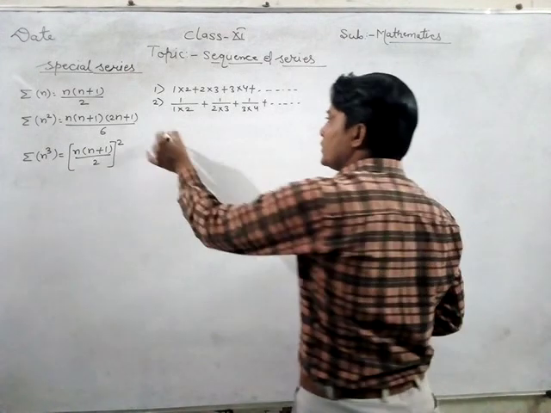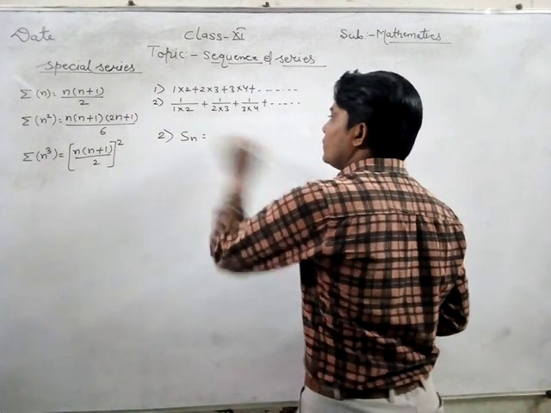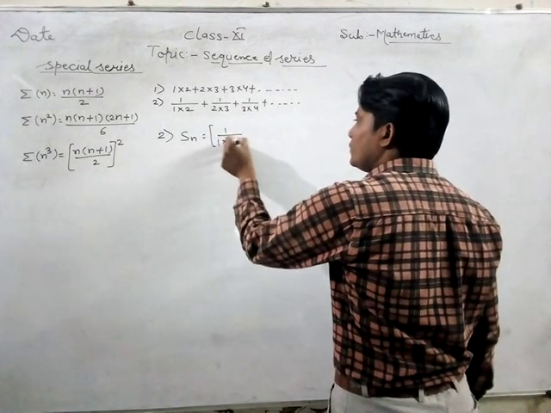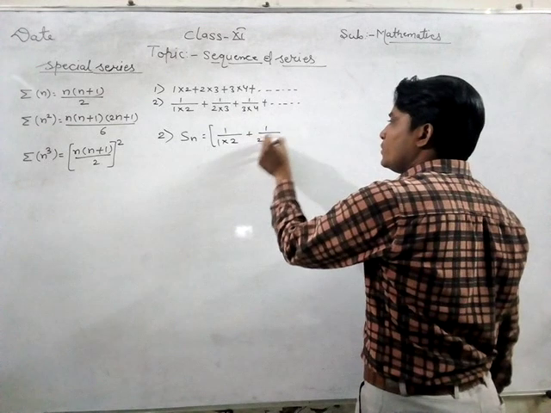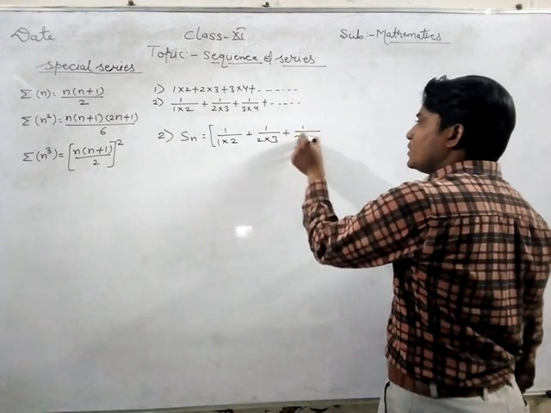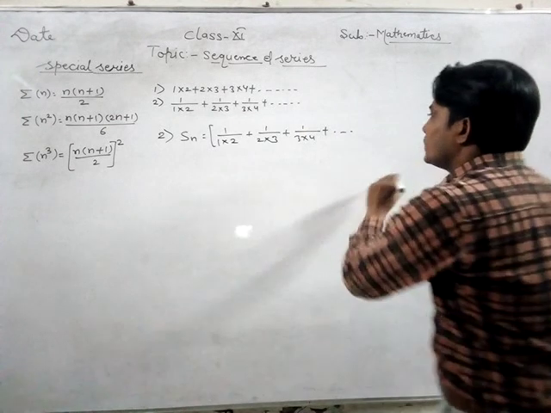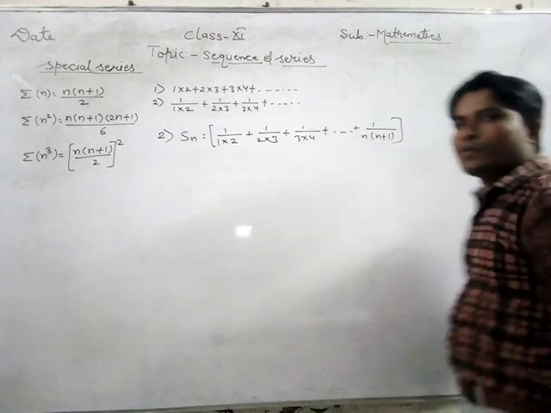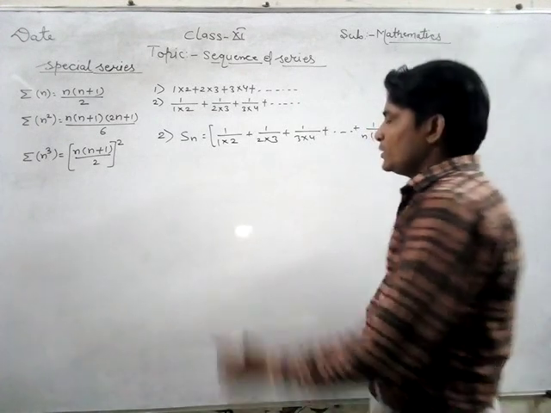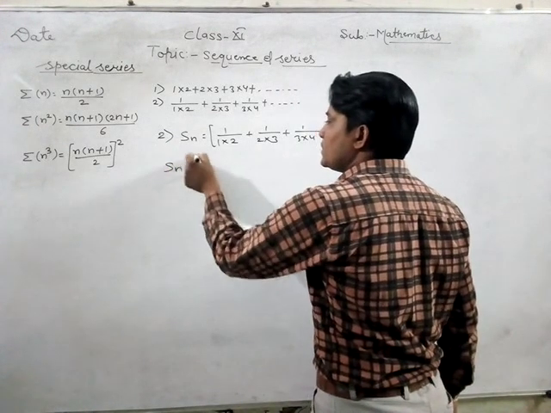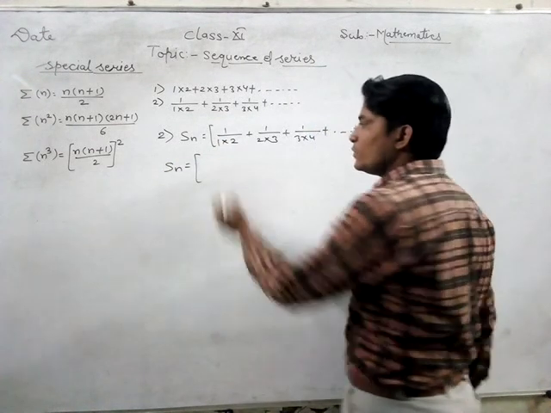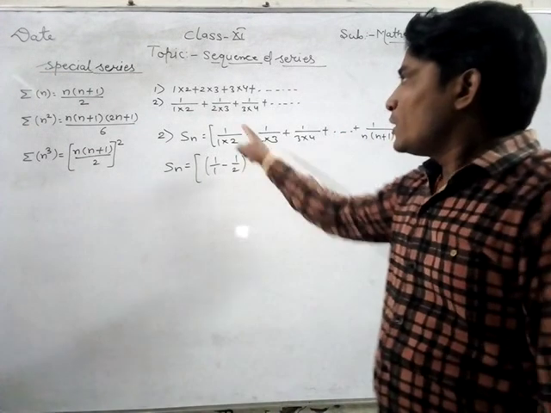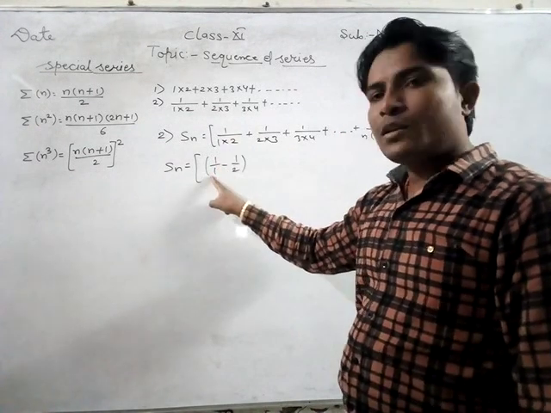Now our second question, where we want to find Sn directly. The question is 1 upon 1 into 2, plus 1 upon 2 into 3, plus 1 upon 3 into 4, and so on. The last term is 1 upon n into n plus 1. Student, can we write 1 upon 1 into 2 as 1 upon 1 minus 1 upon 2? Yes, 1 upon 1 into 2 means 1 upon 1 minus 1 upon 2.